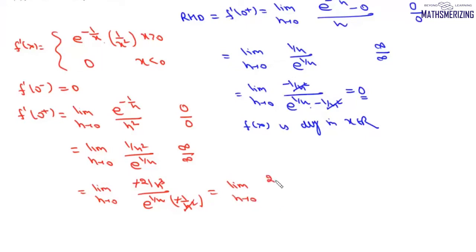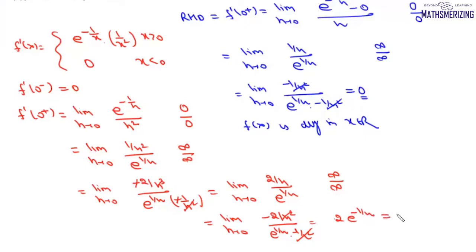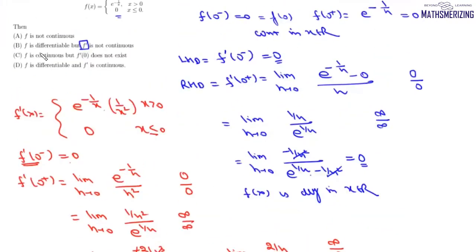h tends to 0, 2 upon h e to the power 1 by h, which again is infinity upon infinity form. So again, if we use L'Hopital's rule, we can write limit h tends to 0, minus 2 upon h square upon e to the power 1 by h into minus 1 upon h square. So it will be 2 e to the power minus 1 by h, and e to the power minus infinity is nothing but 0. So at 0, the left hand limit of f dash is 0, the right hand limit is 0, and the function value is also 0. So f dash is continuous at x equal to 0, and therefore f dash x is continuous everywhere.